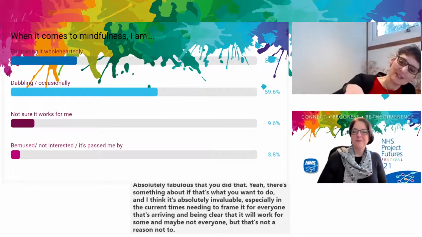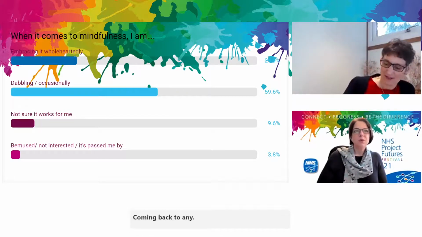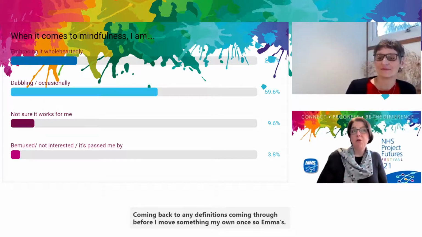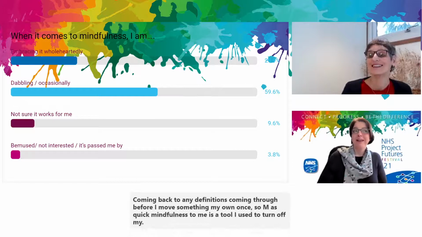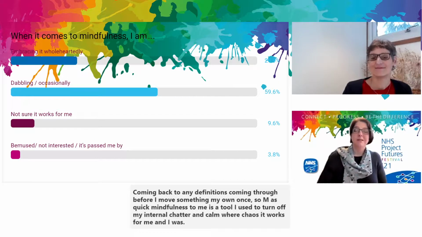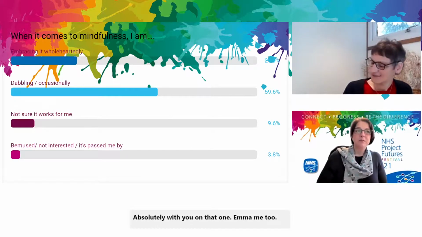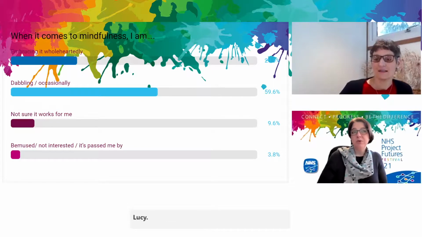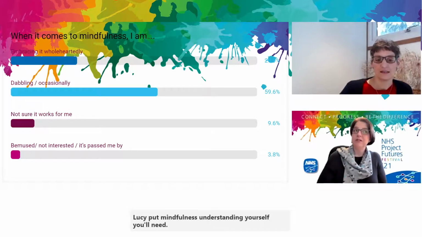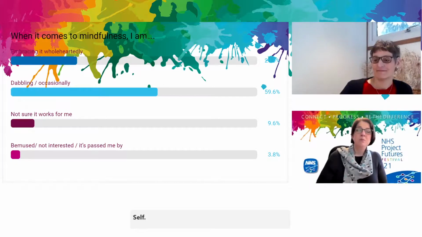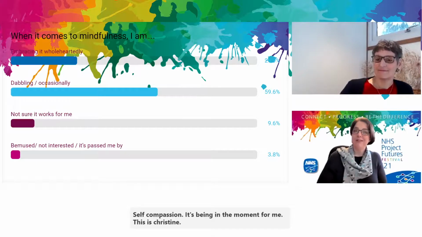Coming back to any definitions coming through before I move on with my own. Emma's put, mindfulness to me is a tool I use to turn off my internal chatter and calm my chaos. It works for me, and I was the biggest skeptic beforehand. Absolutely with you on that one, Emma. Me too. Lucy's put, mindfulness, understanding yourself, your needs, and being patient, being kind to yourself. Self-compassion. It's being in the moment for me, says Christine, appreciating your surroundings in real time.